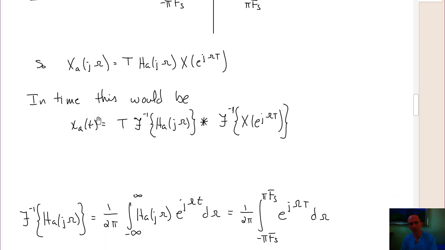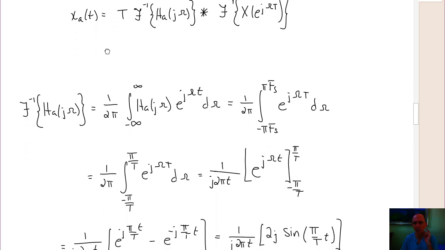Now looking at this in time, we can change this to time. Now this of course is a multiplication in frequency, so it'll be a convolution in time. And so it would be the inverse transform of each of these terms. So we have to find the inverse Fourier transform of each of these terms to be able to solve for xa of t, or the equation.